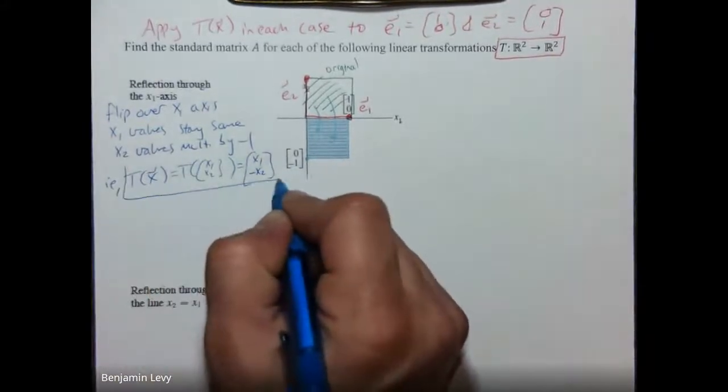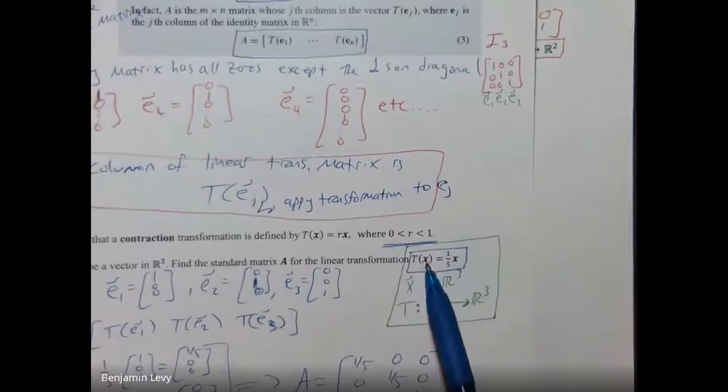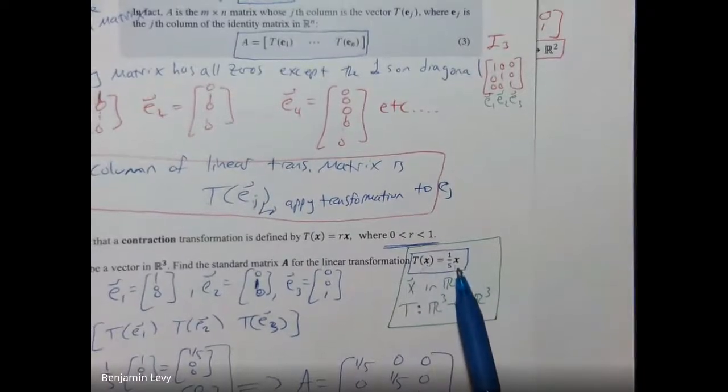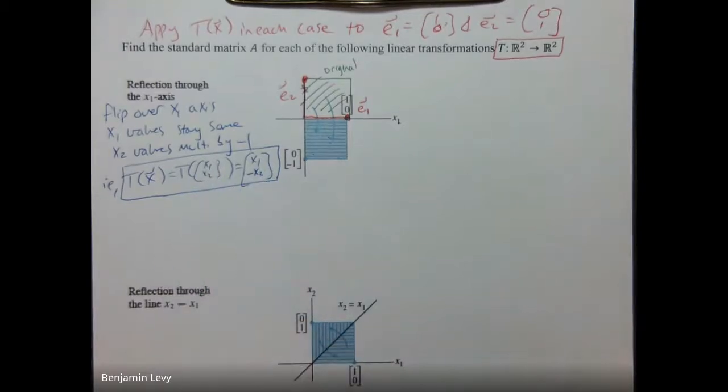So here's a definition of that transformation. Very similar to what we just wrote on the last page, right? This is what we had as a definition on the last page. Multiply the vector by 1/5. This is telling us to keep the first entry the same, multiply the second entry by -1.